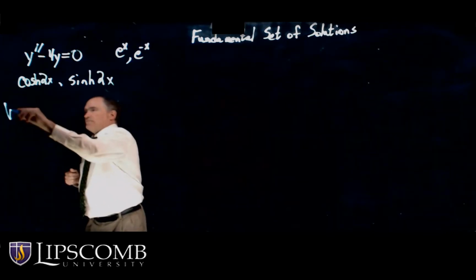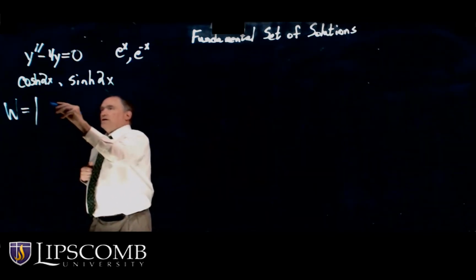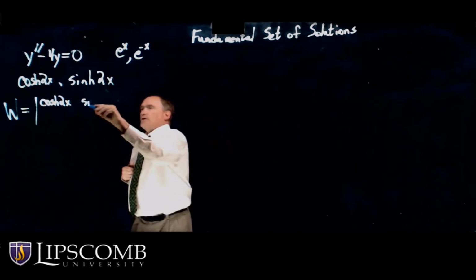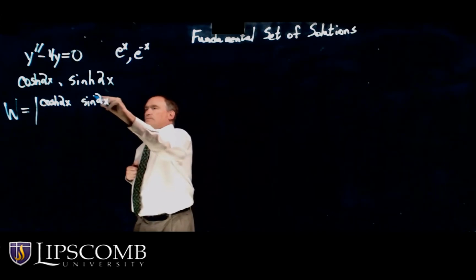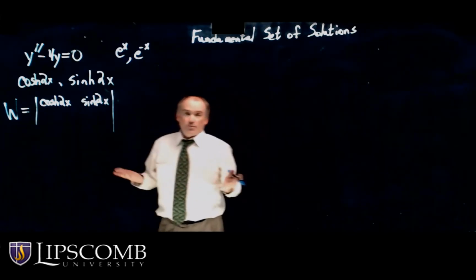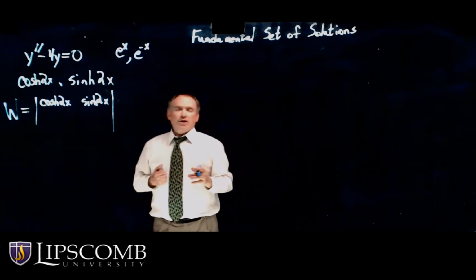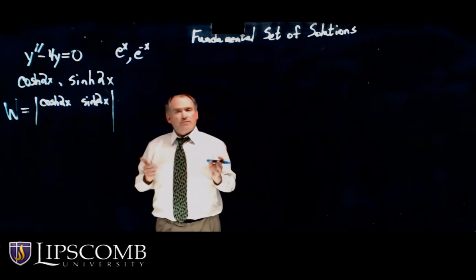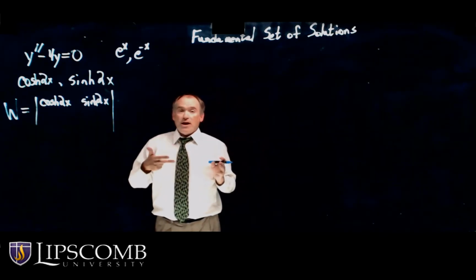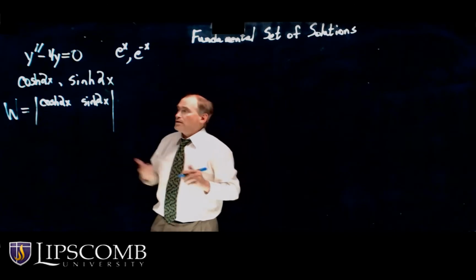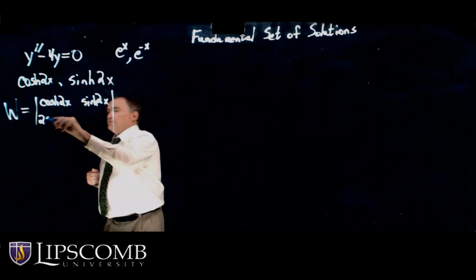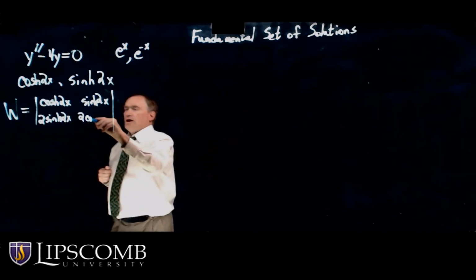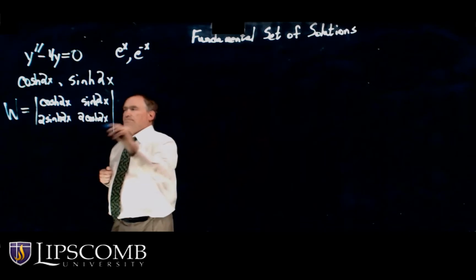I take the Wronskian. So the Wronskian would be hyperbolic cosine of 2x, hyperbolic sine of 2x, and then the derivatives. Again, I'll remind you that the hyperbolics, the big three, are all positive, as opposed to the trig functions where all the co's are negative and the non-co's are all positive. So this would be 2 sinh 2x. This would be 2 hyperbolic cosine 2x.